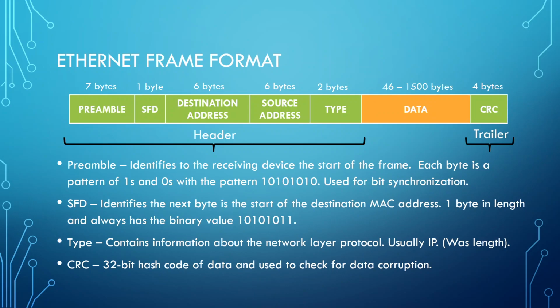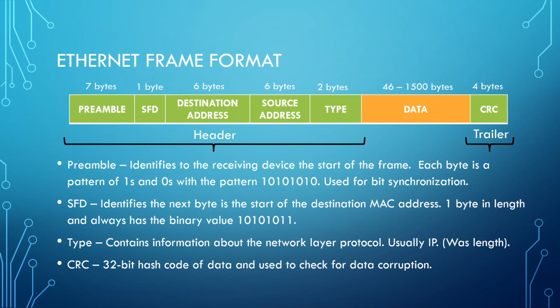So like I said, Ethernet is going to add what we call an Ethernet header and an Ethernet trailer. This is referred to as a frame, it's going to add an Ethernet frame to the data so that we can get the data from point A to point B within our network. And so this is what an Ethernet frame looks like. It's made up of a header and trailer. The preamble is 7 bytes. So the preamble essentially identifies to the receiving device that this is the beginning of an Ethernet frame.